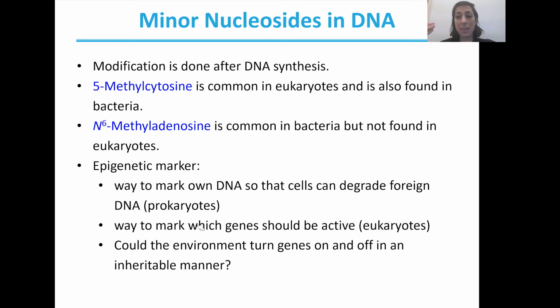So sometimes an environmental stimulus or food we eat or just chemicals that we encounter can actually epigenetically modify our DNA and accidentally turn on or off different genes, which can then be the cause of disease sometimes.